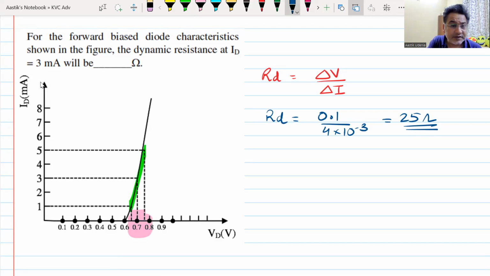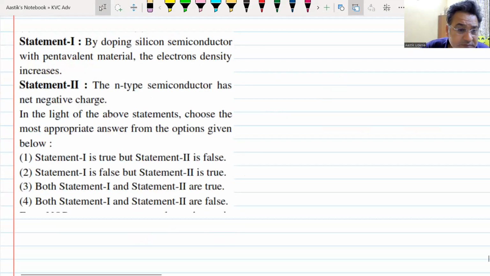One more question based on statement 1, statement 2, assertion and reasoning. Statement 1 is given, statement 2 is given, and you have to tell me which option is correct. These are the type of questions that are more likely to come in an examination hall. Statement 1, by doping silicon semiconductor with pentavalent, the electron density increases. Statement 2, the N-type semiconductor has negative charge. Which option is correct, my dear friends?